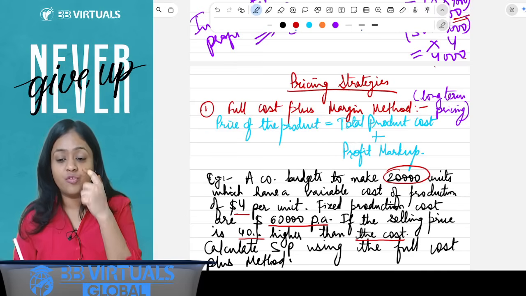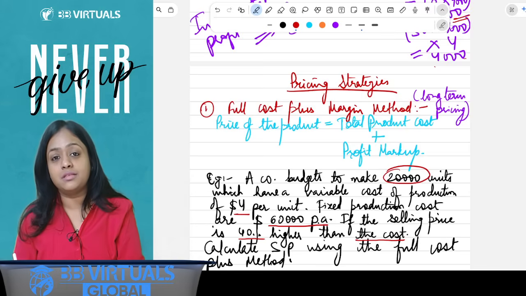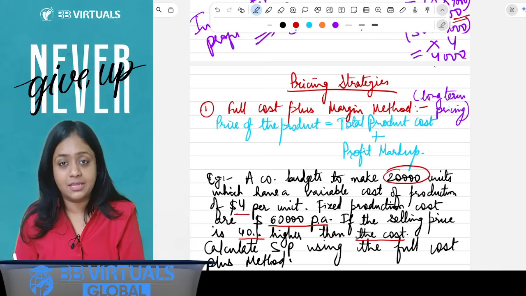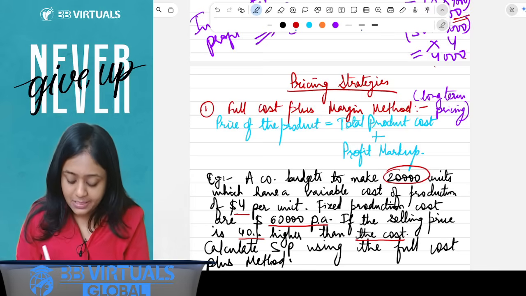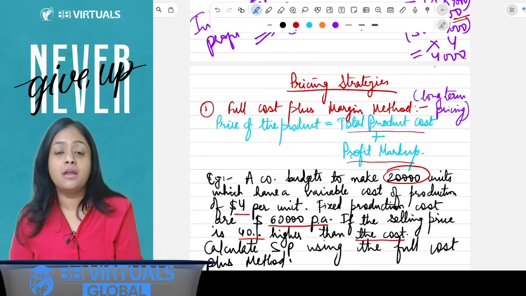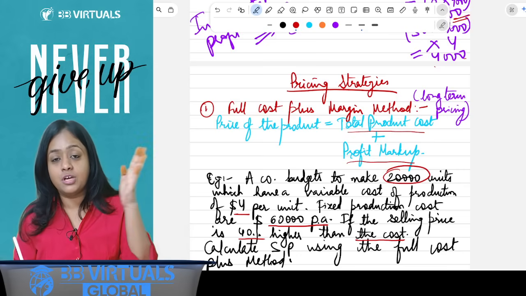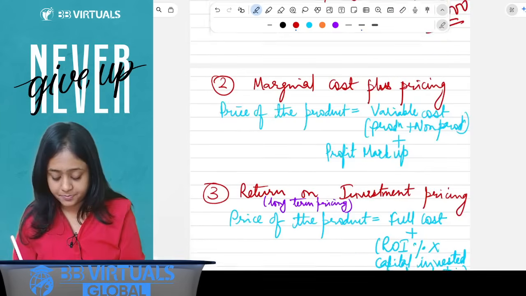First is the full cost plus margin method. The full cost plus margin method is more of a long-term planning option. That simply means the price of the product will be total product cost plus profit markup, and markup is always on cost. So, total cost plus profit markup.